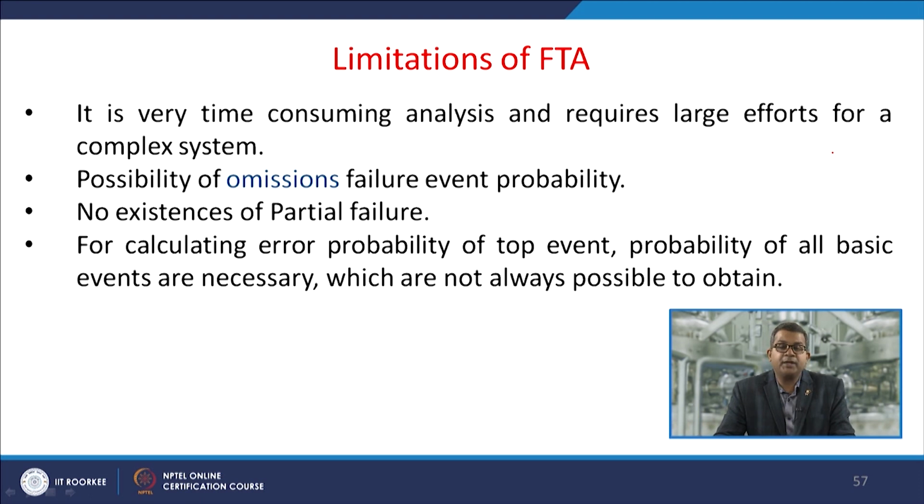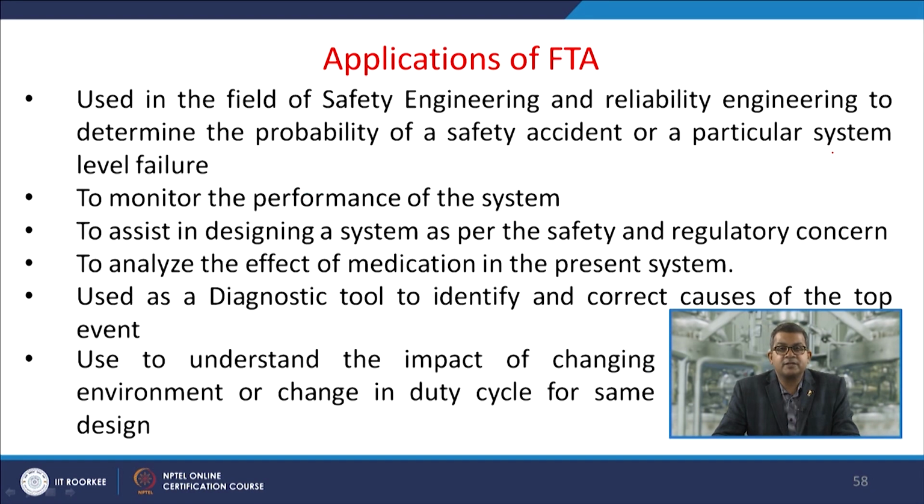Apart from this, it is a very time consuming analysis and requires a large effort for a complex system. Sometimes omissions may occur, and then the failure event probability may increase. There is no existence of any kind of partial failure, and sometimes it is an integral part of a process. For calculating the error probability of the top event, the probabilities of all basic events are necessary, which are not always possible to obtain because it may lead to a cumbersome process. So, this is again one of the disadvantages of fault tree analysis.